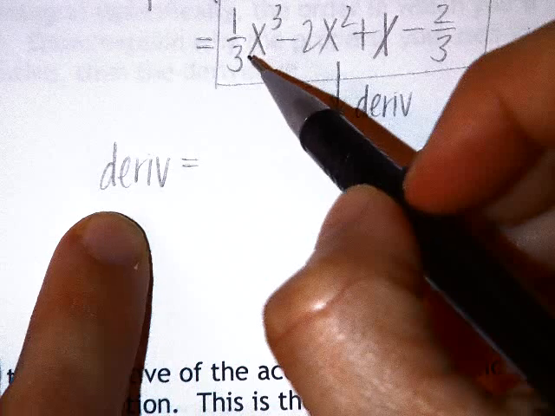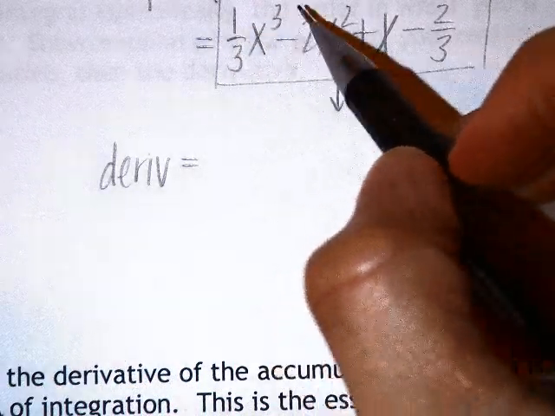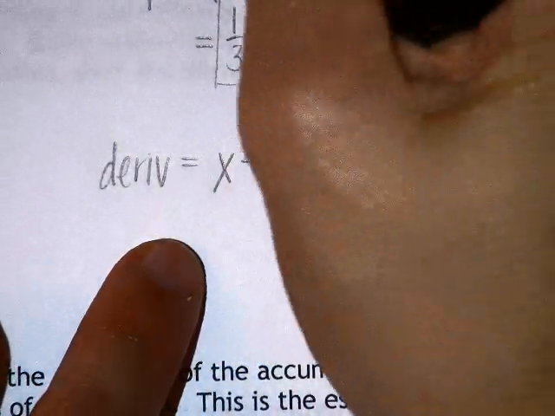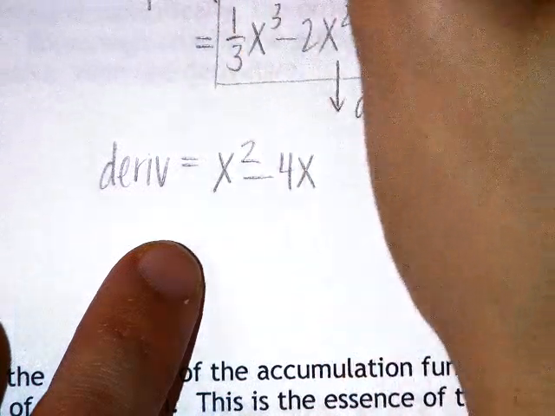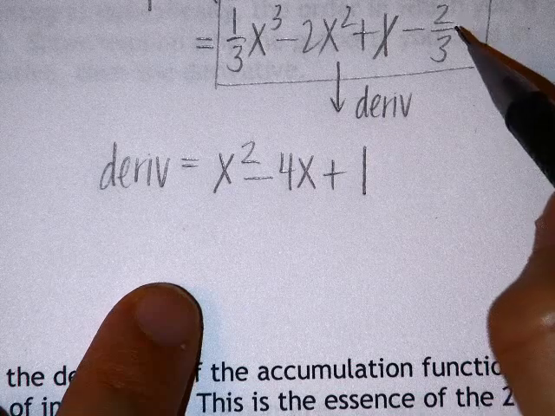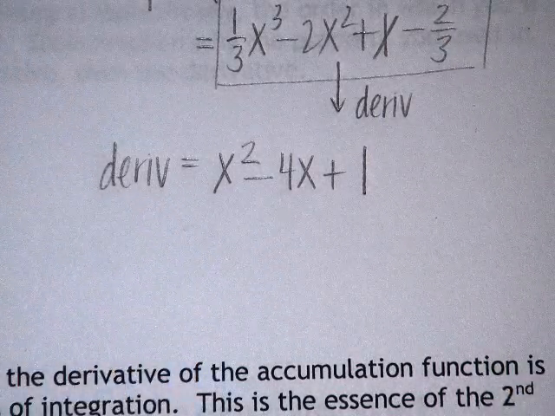The derivative of 1/3 x cubed. Regular derivative power rule here, bring down the 3, that's going to cancel, so I have x squared, minus, bring down the 2, that becomes 4x, plus derivative of x is 1, derivative of minus 2/3 is nothing, that's 0, so there's my derivative.